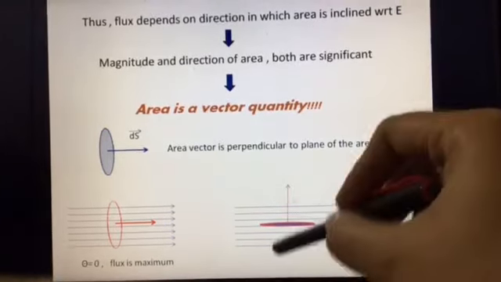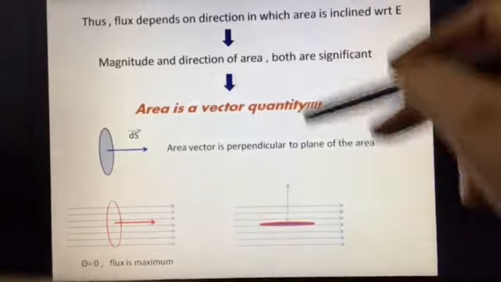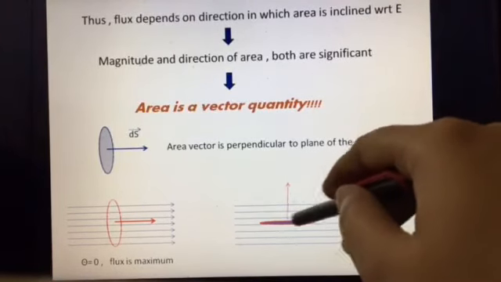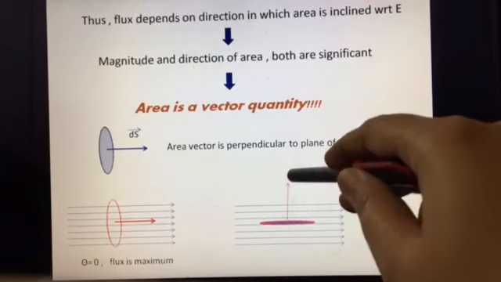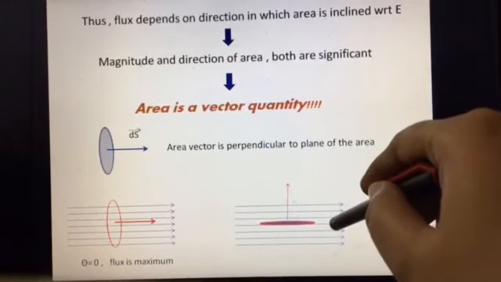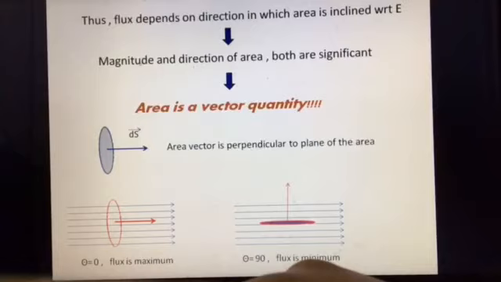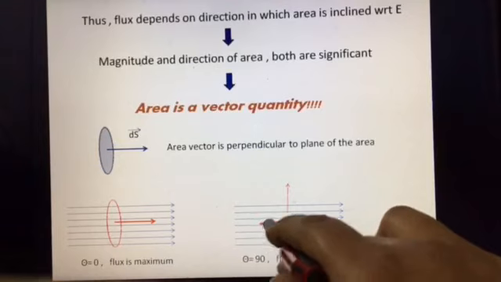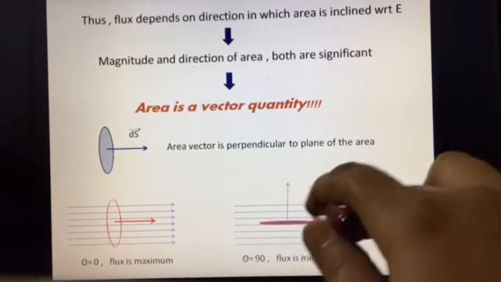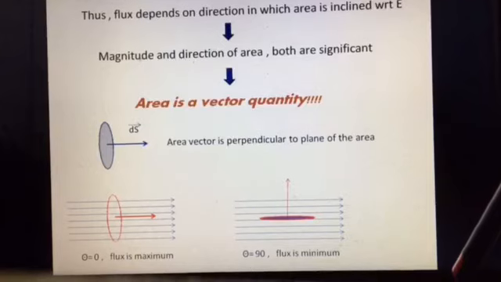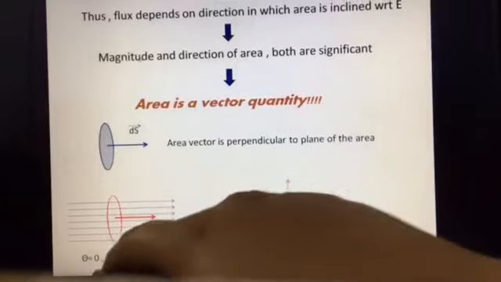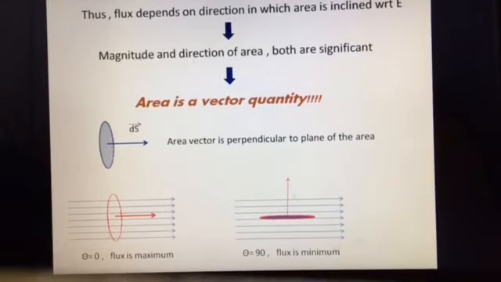Now if I rotate this area vector by 90 degrees, so that the area lies along the electric field, what has happened to the area vector? The area vector has become perpendicular to the electric field. So now theta is equal to 90. What do you see about the flux? Since the area has become like this, are there any lines passing through that area? No, there is no line passing through it. So the flux is minimum. When theta is 0, flux is maximum, and when theta is equal to 90, flux is minimum.